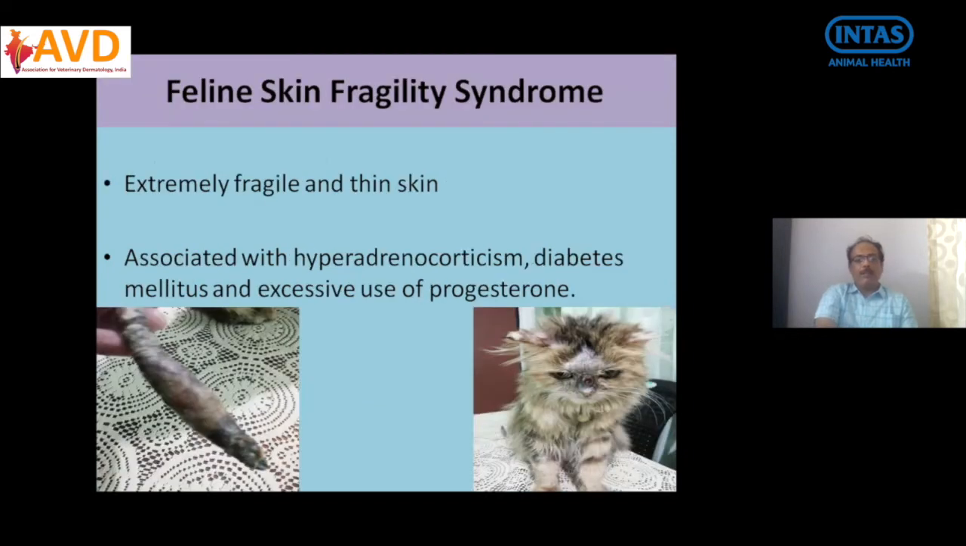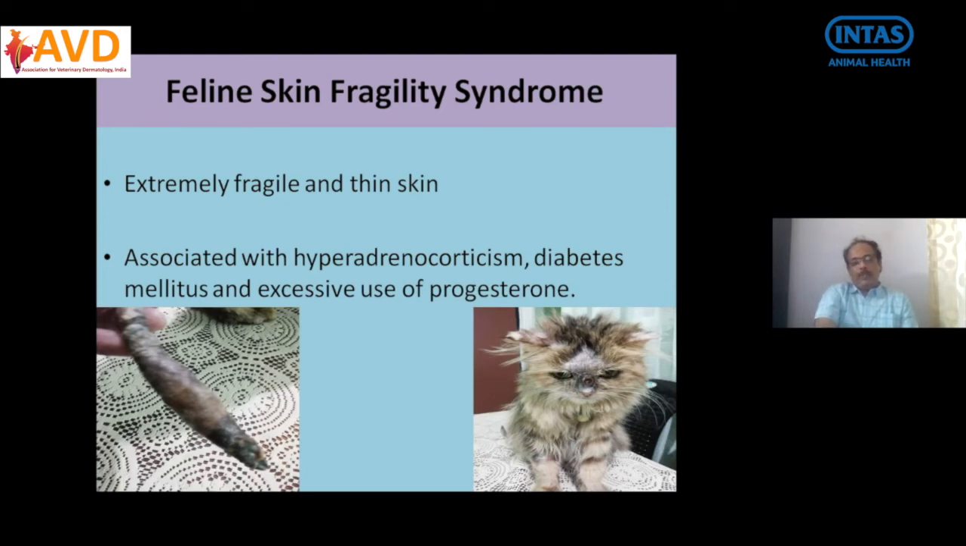And lastly, one condition which I came across in the clinics hospital where I was working. So I thought to share that. I think it's not so common. It's feline skin fragility syndrome, where the skin of the cat was found to be extremely fragile and thin skin, and associated with hyperadrenocortism, diabetes mellitus, and excessive use of progesterone.